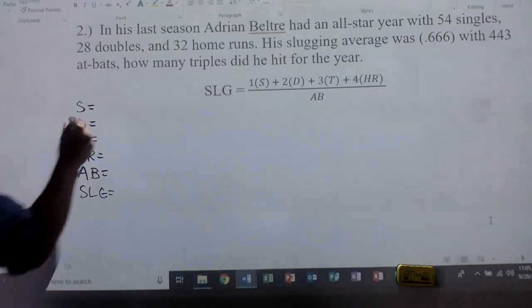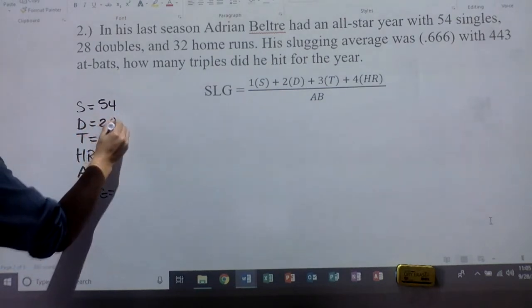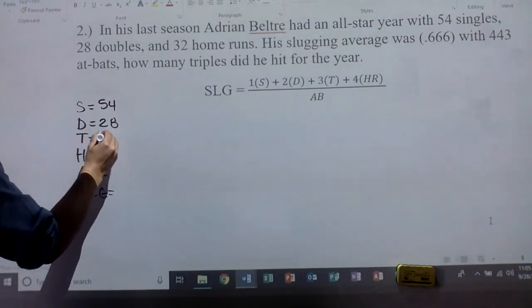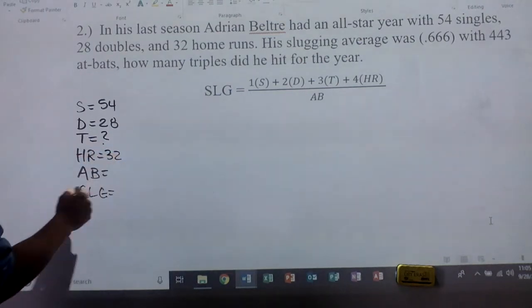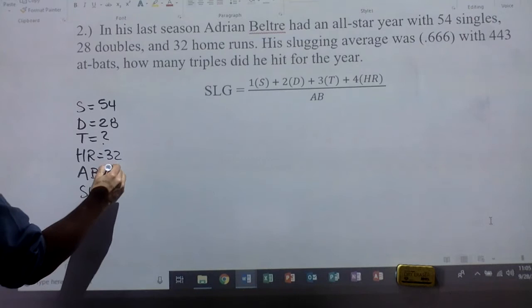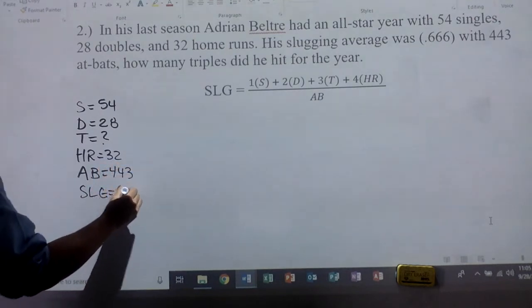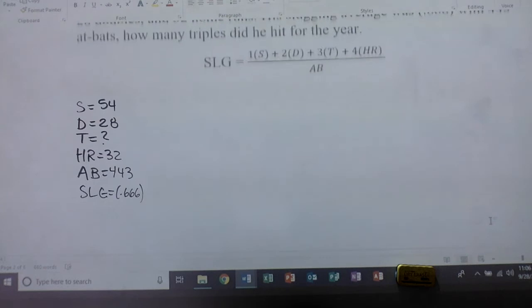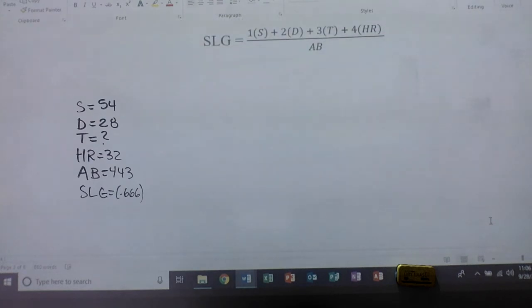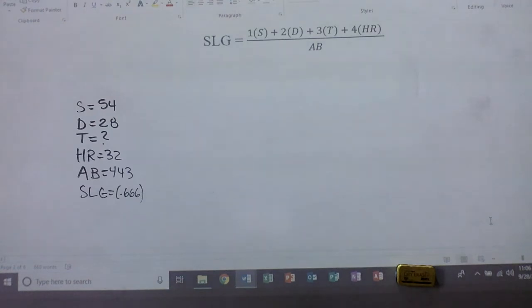Singles, 54. Doubles, 28. Triples, I don't know how many. Home runs, 32. At-bats, 443. Slugging average, .666. Since I'm going to need space, I'm going to scroll up a little bit so I can have more space. Now I have all the information I need. I just have to plug it into the formula.